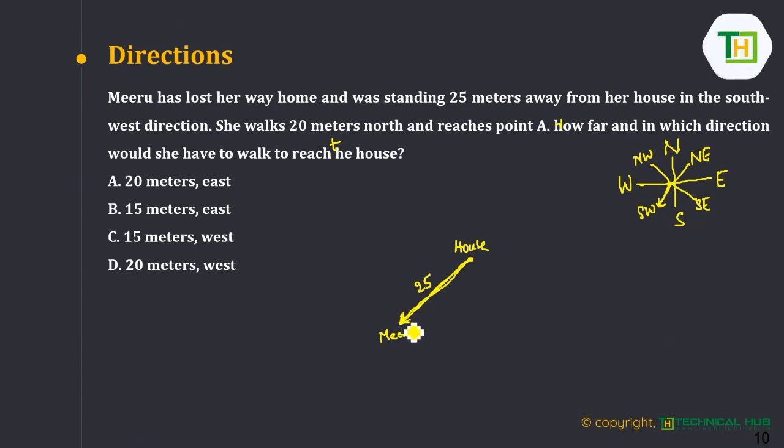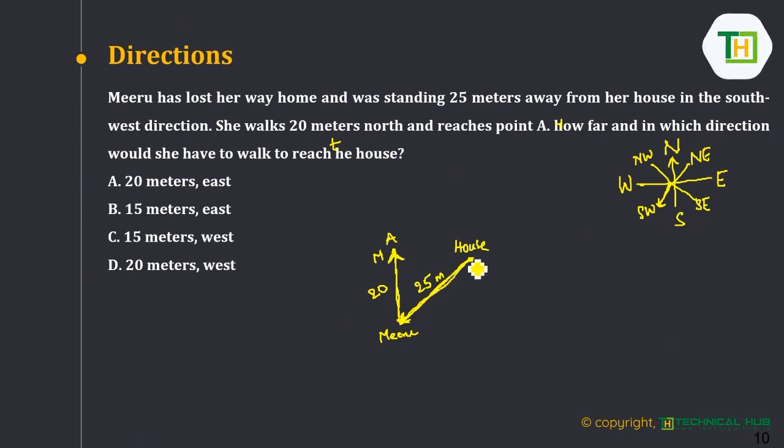She walks towards north, which means the upward direction. So she walks 20 meters up towards north and reaches point A. Initially she is 25 meters away from her house in the southwest direction, and from there she walked 20 meters towards the north and reached point A. Now how far and in which direction would she have to walk to reach the house?